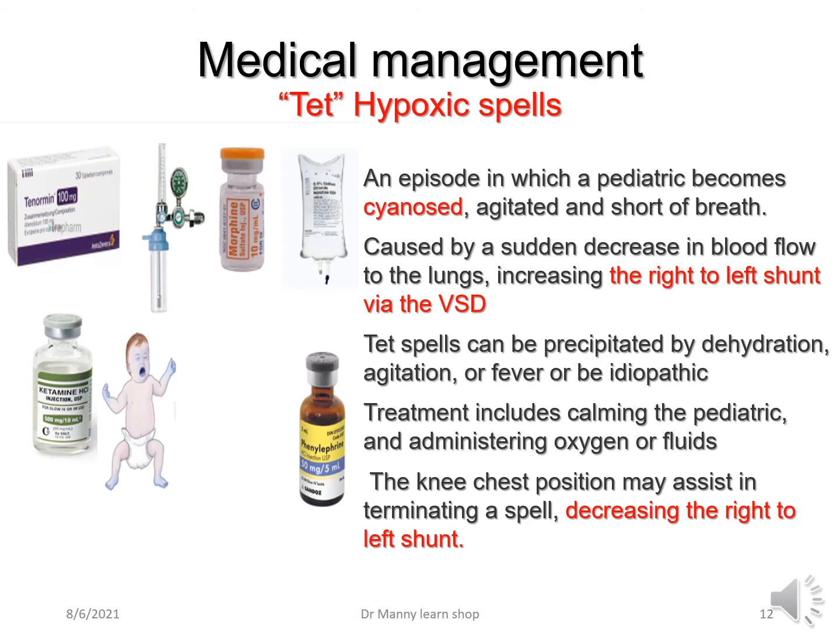TET spells can be precipitated by dehydration, agitation or fever, or they can be idiopathic, unknown why. Treatment includes calming the pediatric, administering oxygen or fluids. However, the knee-chest position may assist with terminating the spell because this decreases the right to left shunt.